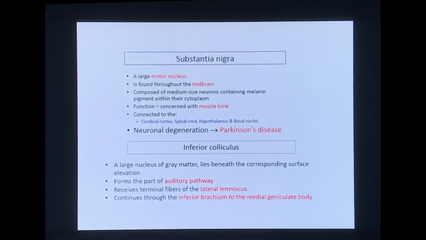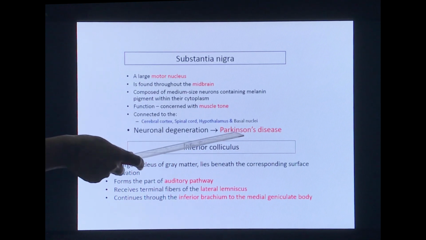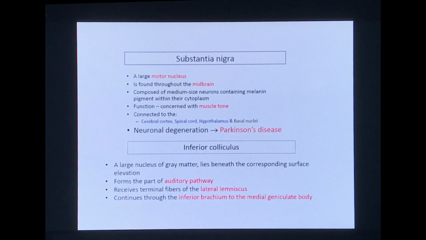So substantia nigra is a large motor nucleus. It is found throughout the midbrain and it mainly has medium sized multipolar neurons containing melanin pigment within their cytoplasm. So they are concerned with muscle tone and they are connected to cerebral cortex, spinal cord, basal nuclei mainly, and to hypothalamus. So whenever there is neuronal degeneration of substantia nigra or the pathways connected to the basal nuclei, that leads to a condition called Parkinson's disease.